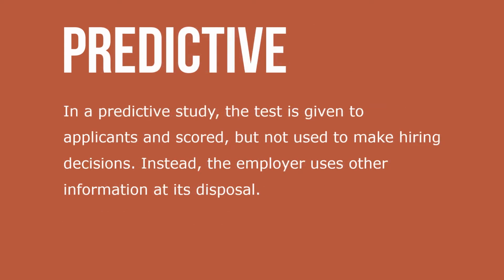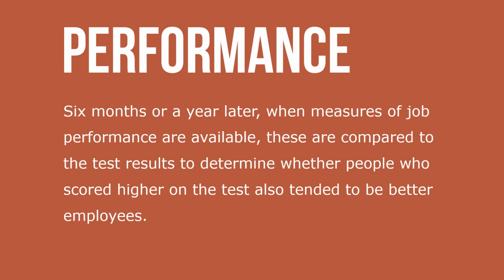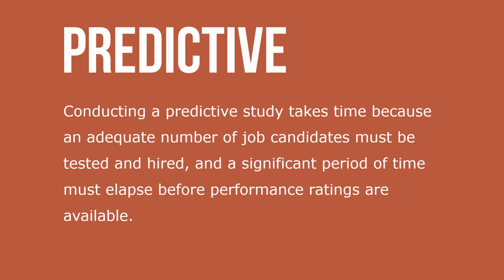In a predictive study, the test is given to applicants and scored, but not used to make hiring decisions. Instead, the employer uses other information at its disposal. Six months or a year later, when measures of job performance are available, these are compared to test results to determine whether people who scored higher on the test also tended to be better employees. Conducting a predictive study takes time because an adequate number of job candidates must be tested and hired, and a significant period of time must elapse before performance ratings are available.